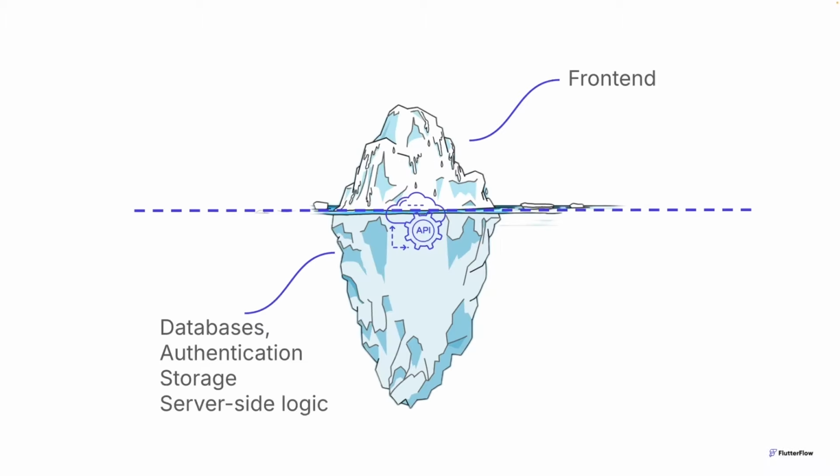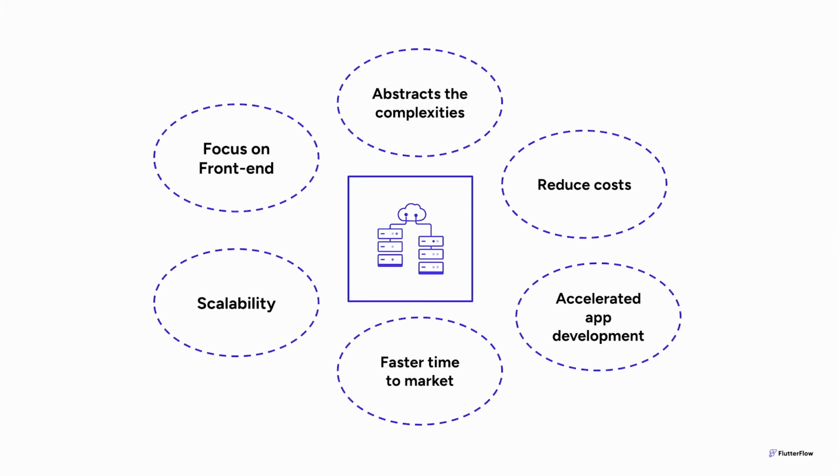Backend as a service allows developers to focus on building the front end of their applications without worrying about the infrastructure and backend management. It abstracts the complexity of server-side development and provides a set of APIs and tools to manage backend tasks. Using BaaS can significantly speed up the development process, reduce cost, and allow for easy scalability. It's especially useful for teams who want to bring their products to the market quickly.